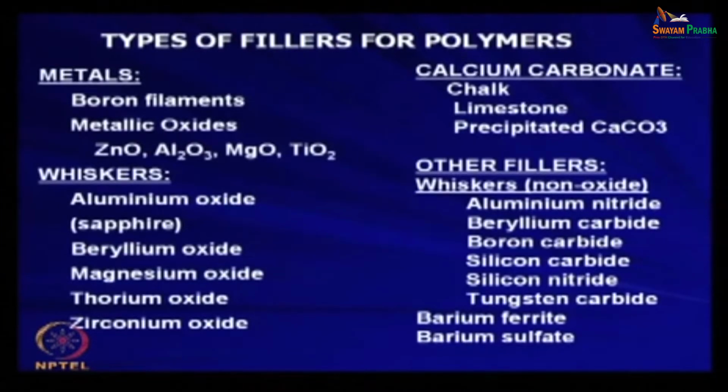Other fillers, say whiskers, again single crystalline fibers of very thin diameter: aluminum nitride, beryllium carbide, boron carbide, silicon carbide, silicon nitride, tungsten carbide, barium ferrite, barium sulphate. So, these fillers or fibers are used for making high performance composites, very strong, high temperature resistant, heat resistant composites. For making heat resistant composites to be used at elevated temperature, these fillers are used.